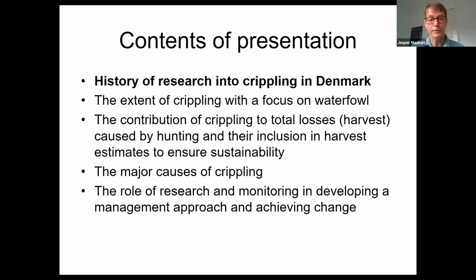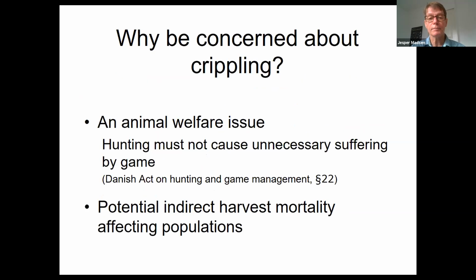So starting off with the history, I think you have to be aware of why we are actually concerned about crippling. First of all, we have to deal with an animal welfare issue, sort of ethical issues concerning the sustainability of hunting. If you look at the Danish Act on Hunting and Game Management, you will see explicitly that hunting must not cause unnecessary suffering by the game. And this also includes the issues about crippling.